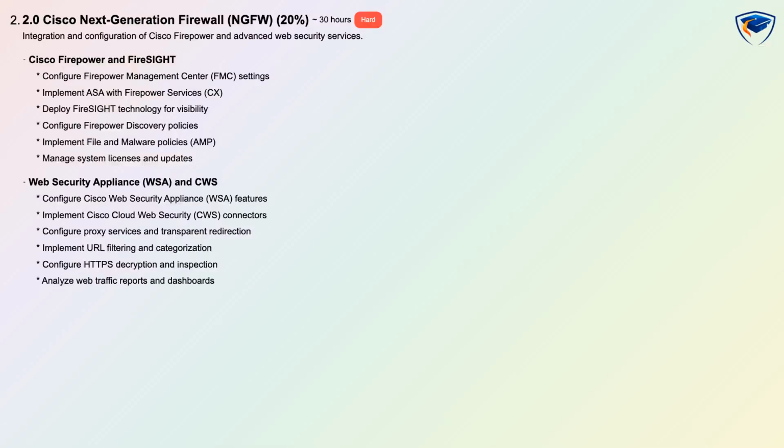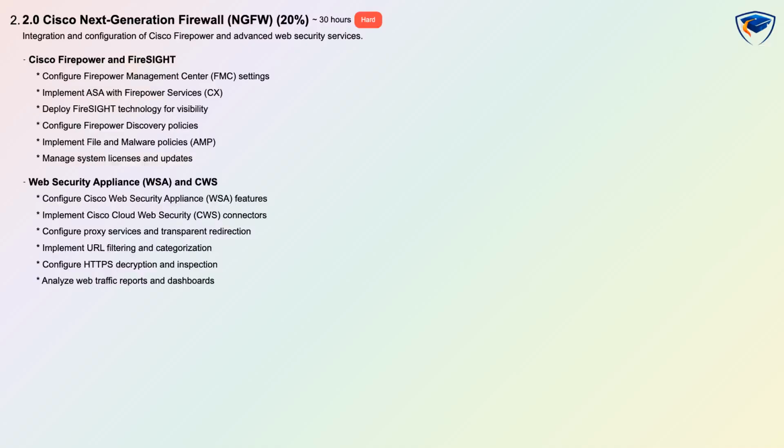Also within Domain 1, you'll learn about Layer 2 security implementation. This includes learning about how to configure port security and sticky MAC addresses, implementing DHCP snooping and dynamic ARP inspection, and deploying IP source guard to prevent spoofing.